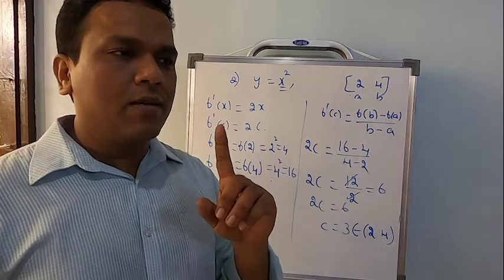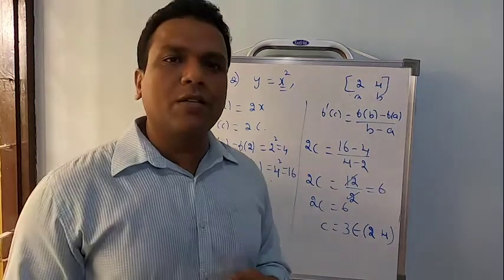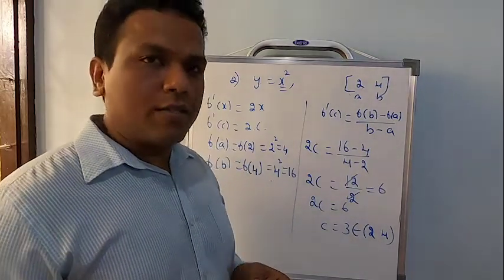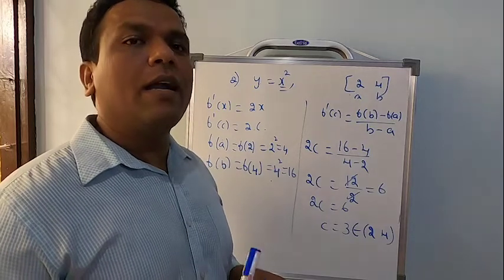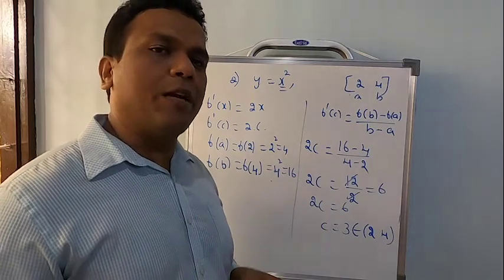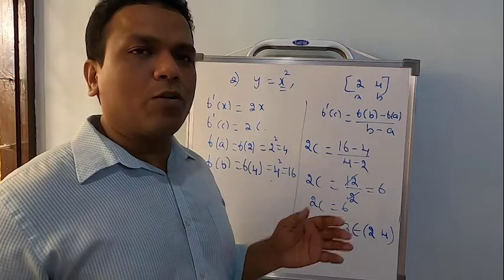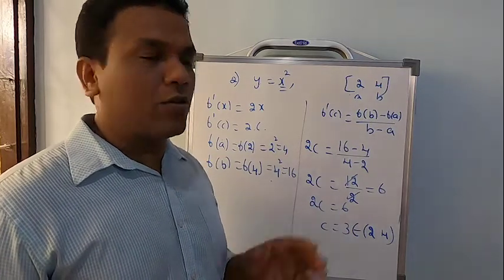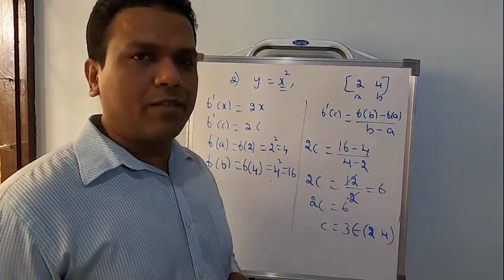So do it stepwise. The first step: the given function is a polynomial. Therefore, it is continuous in the closed interval, and hence it is differentiable in the open interval. Please write this in all the problems based on the mean value theorem.